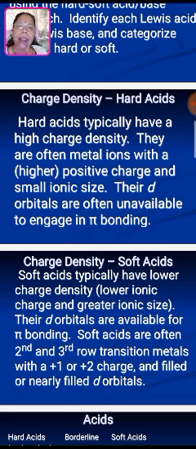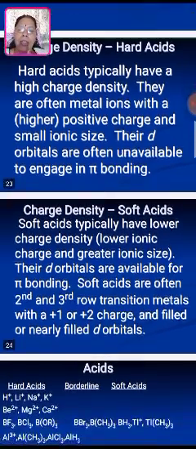Now the charge density of the hard acid. Hard acids typically have a high charge density. They are often metal ions with a higher positive charge and small ionic size. Their d orbitals are often unavailable to engage in pi bonding. And the soft acids have lower charge density, lower ionic charge and greater ionic size. Their d orbitals are available for pi bonding.